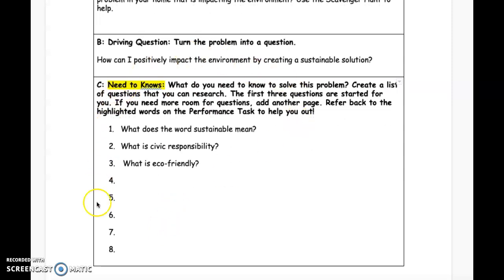Now, once you've created a need to know list, I know there's only 8 spots here. If you need more room, please feel free to do this in your notebook, or maybe you want to create your own document, that's okay, and make a list of as many need to knows as you need to.